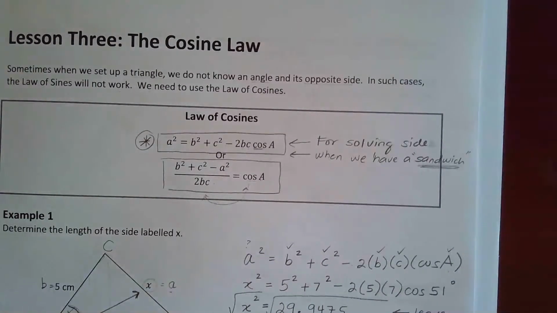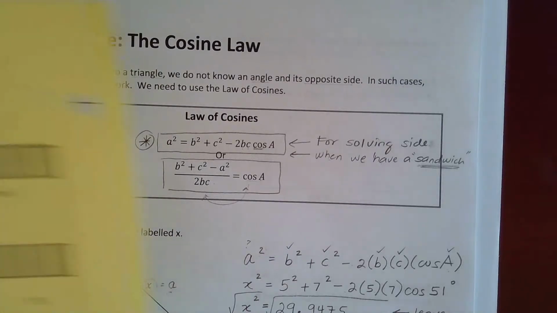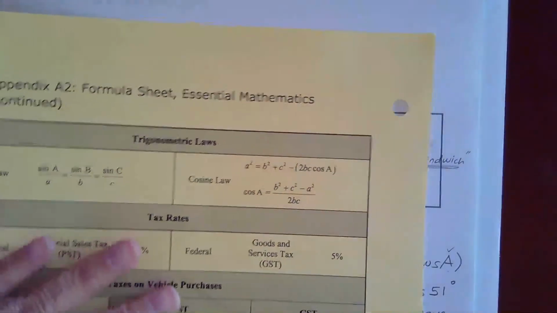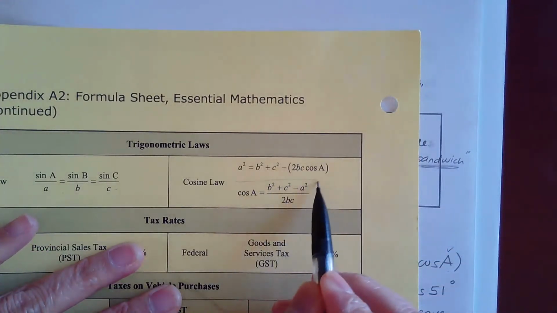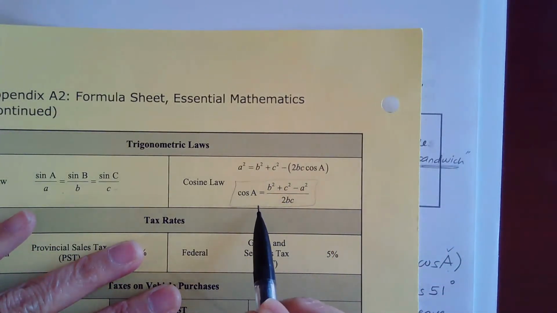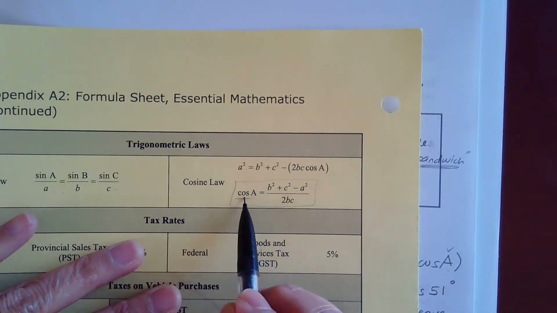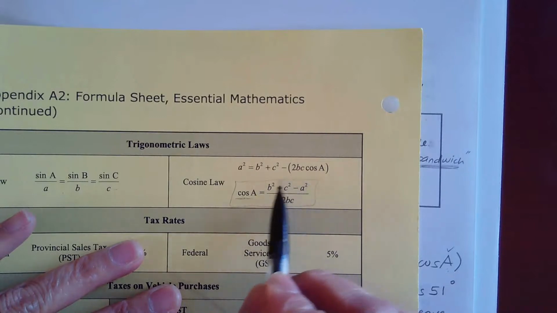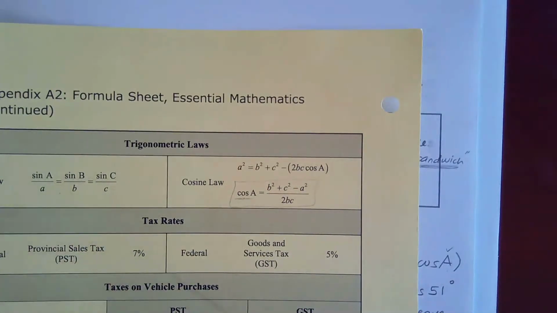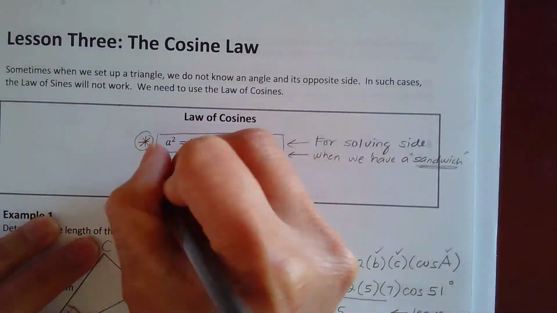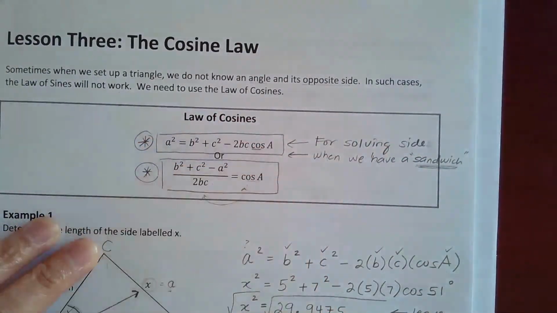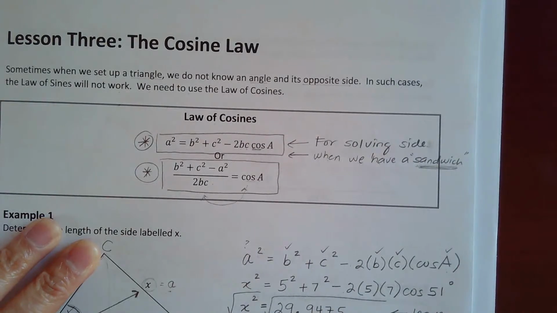I have my preference, but it doesn't really matter. I just want to point out something here. If you are looking at your formula sheet, it's the same thing, but the cosine of angle A is on the left side, and all of this stuff is on the right side. So here's a formula. I'm going to put a star beside it because it's important to us.